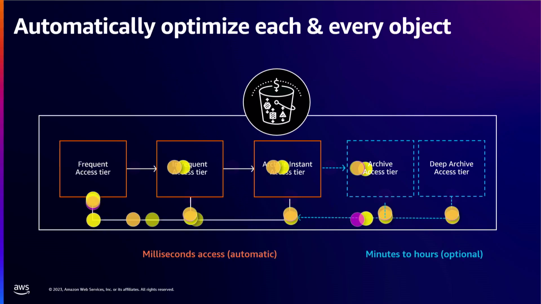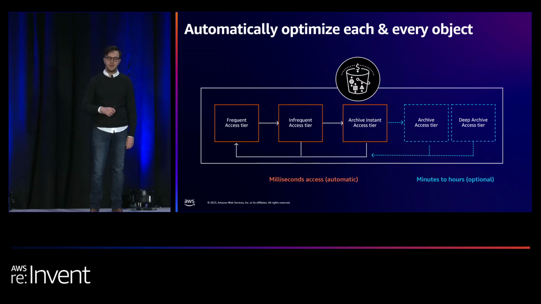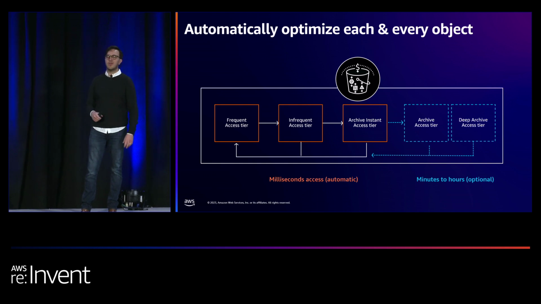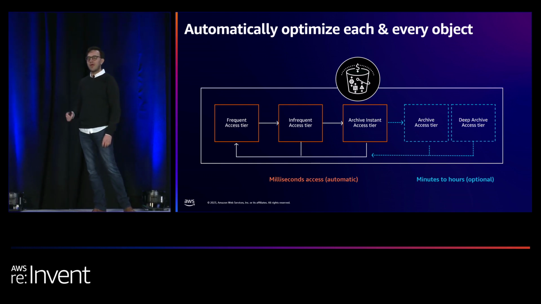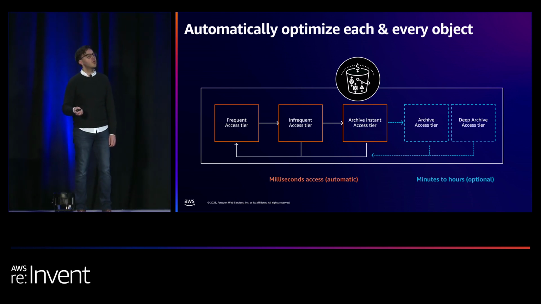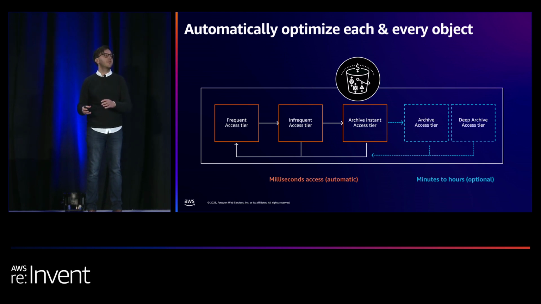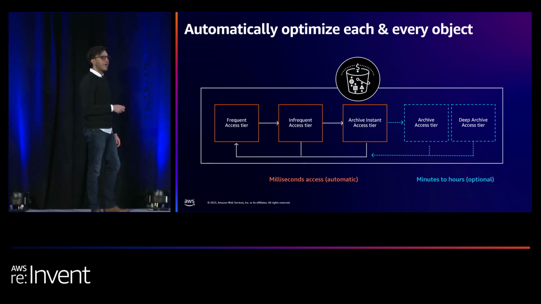And for a small monthly monitoring and automation charge, S3 Intelligent Tiering monitors the access patterns of your data and moves objects that have not been accessed to lower cost access tiers. So when you put an object into S3 Intelligent Tiering, it's going to start in the frequent access tier. After 30 consecutive days of no access, S3 Intelligent Tiering will move the object from the frequent access tier to the infrequent access tier. And after an additional 60 days, it will move that into the archive instant access tier.